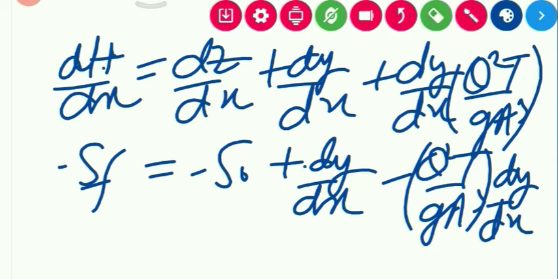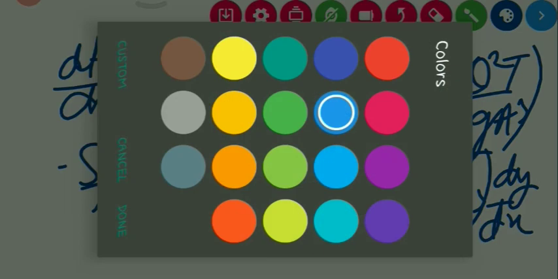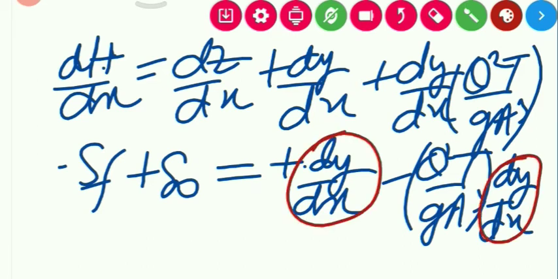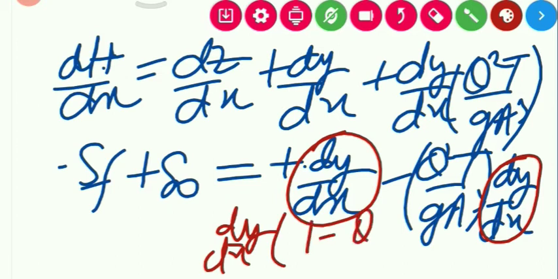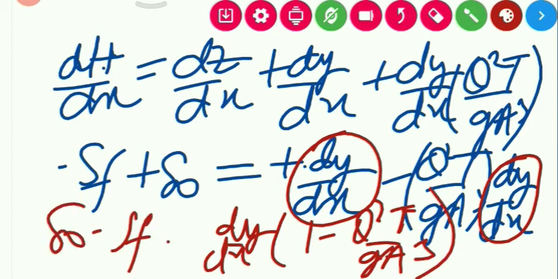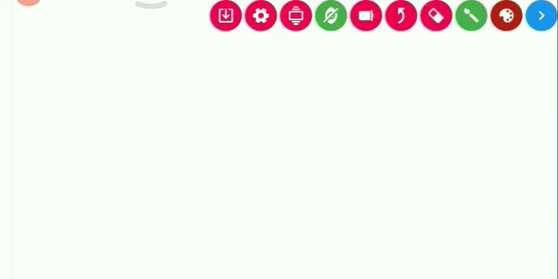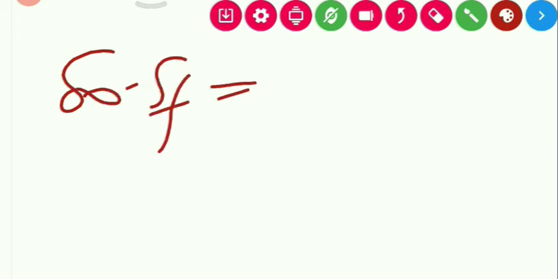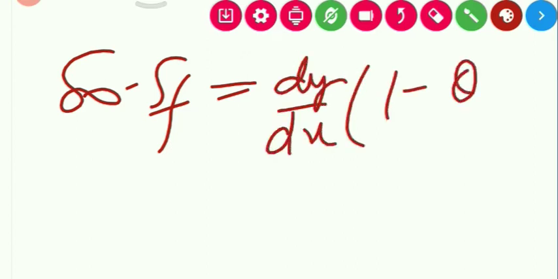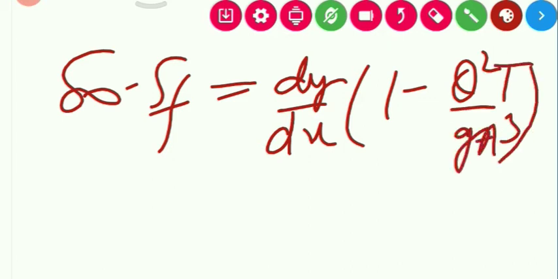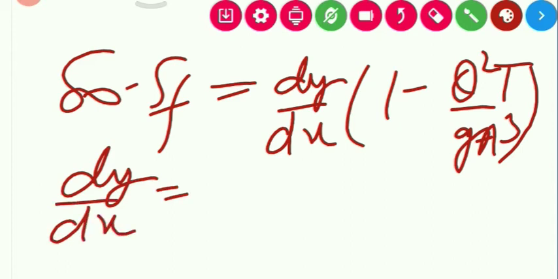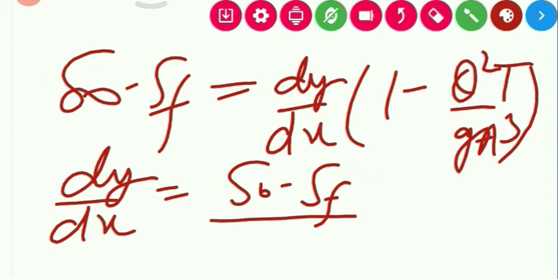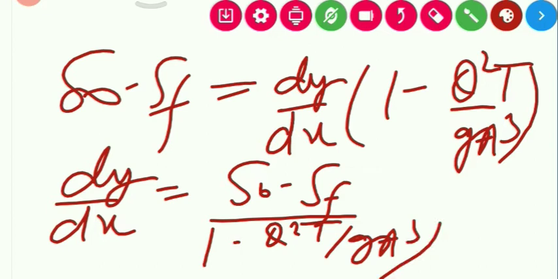Bring this term over here, so sf plus s naught equal to this term. Then taking this dy by dx as common, we get dy by dx into 1 minus q square t upon ga cube equal to s naught minus sf. So what is the value of dy by dx here? dy by dx is s naught minus sf upon 1 minus q square t upon ga cube.